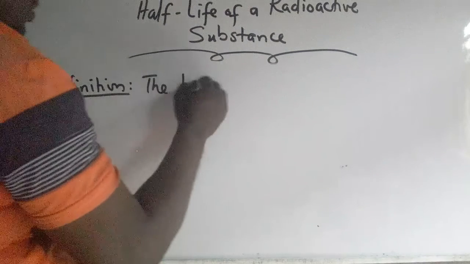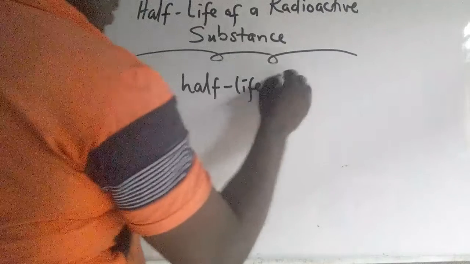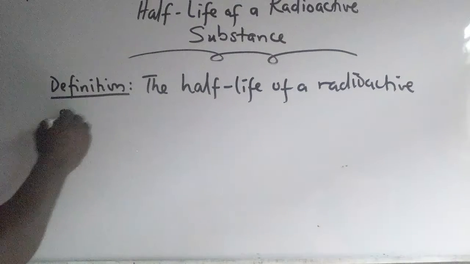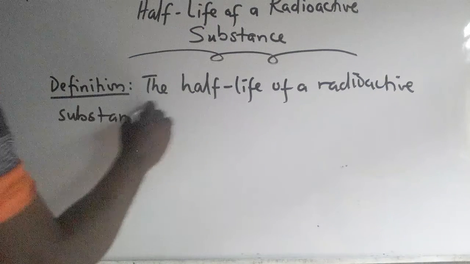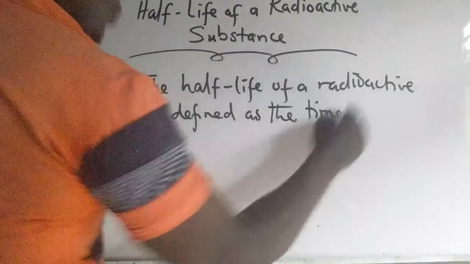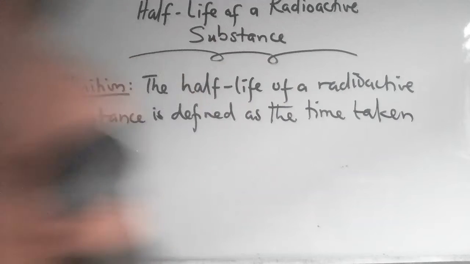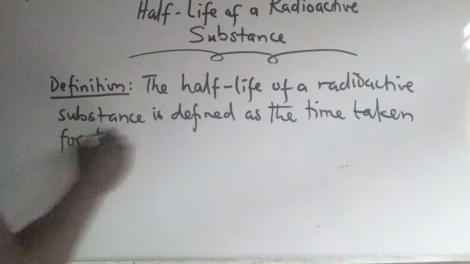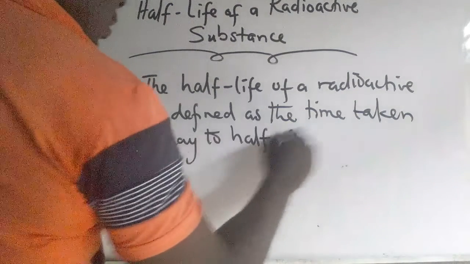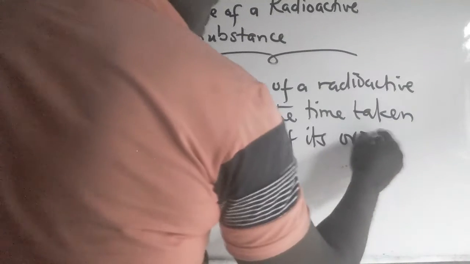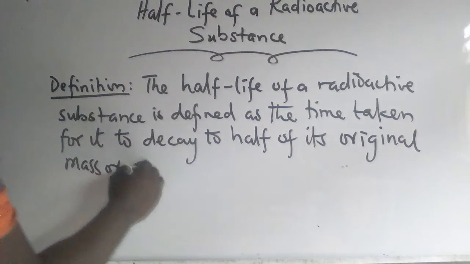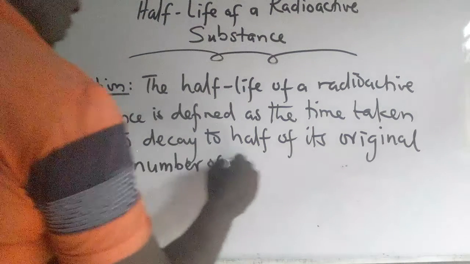The half-life of a radioactive substance is defined as the time it takes for it to decay to half of its original mass or number of atoms.